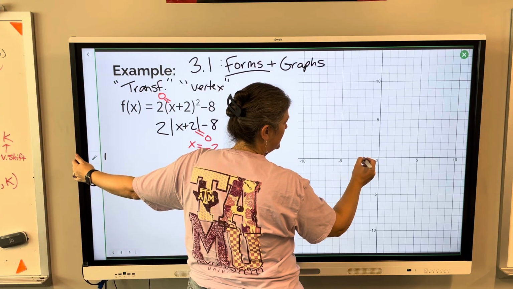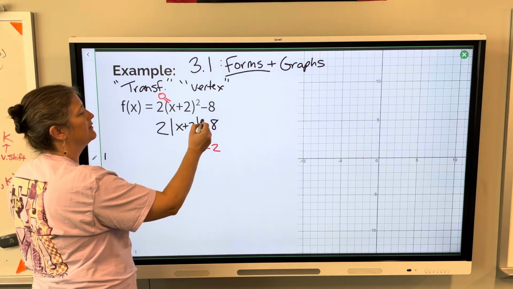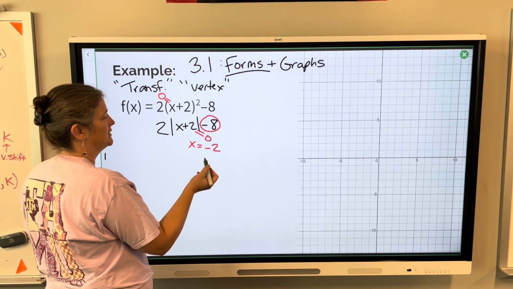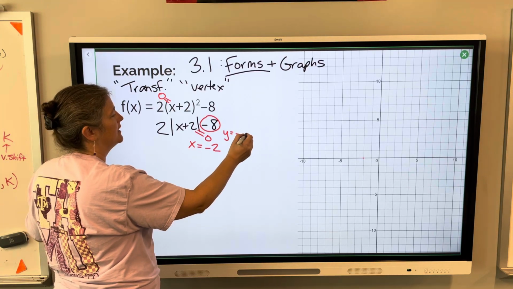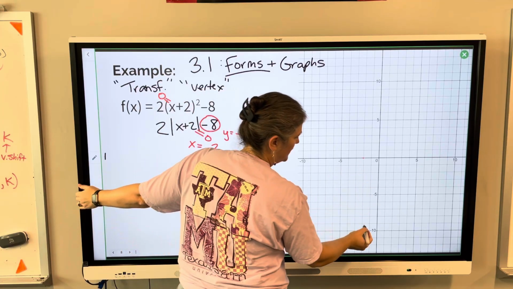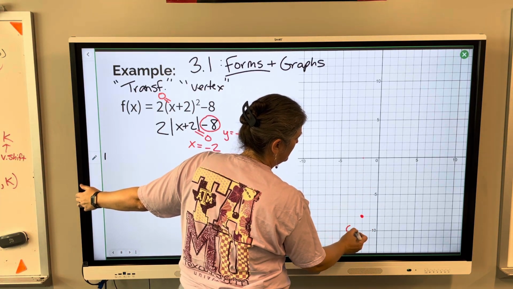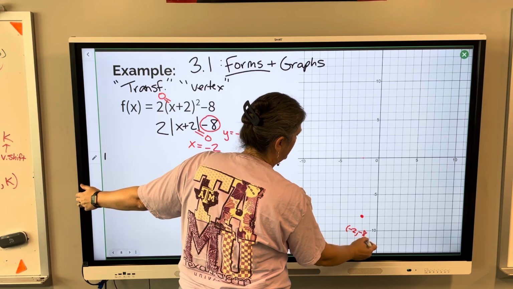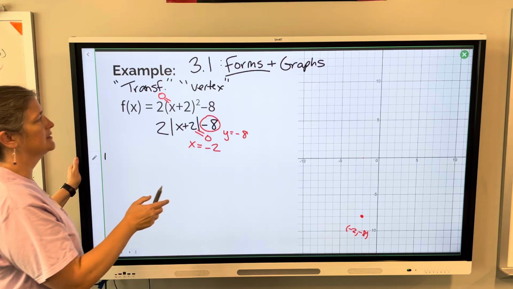So when x is -2, we have a vertex at that point, but we also have this downward shift. So the y value of the vertex is -8. We've been pushed down by 8. So we can come down here to -2, -8. And that will give us the vertex of our parabola.